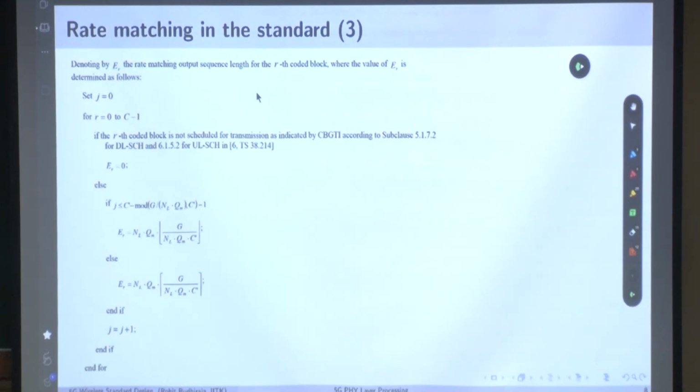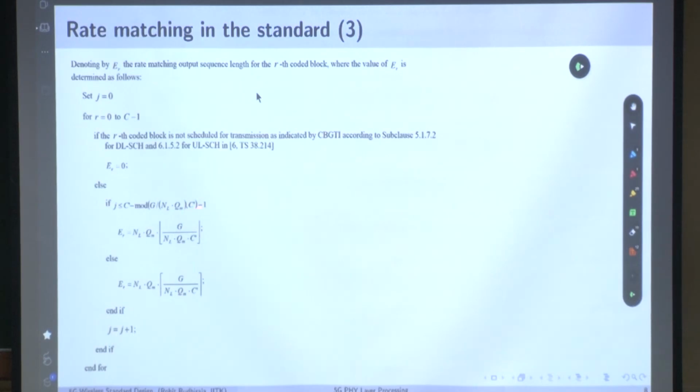Okay, correct. What's happening here then? Look at this. What is this instruction telling you? If this particular coded block is not scheduled, the transmitter has not scheduled this coded block, set E_r as 0, because this code block is not allowed to be transmitted. Otherwise, depending on certain conditions, I'm not going to talk about these conditions because I have not taught you.